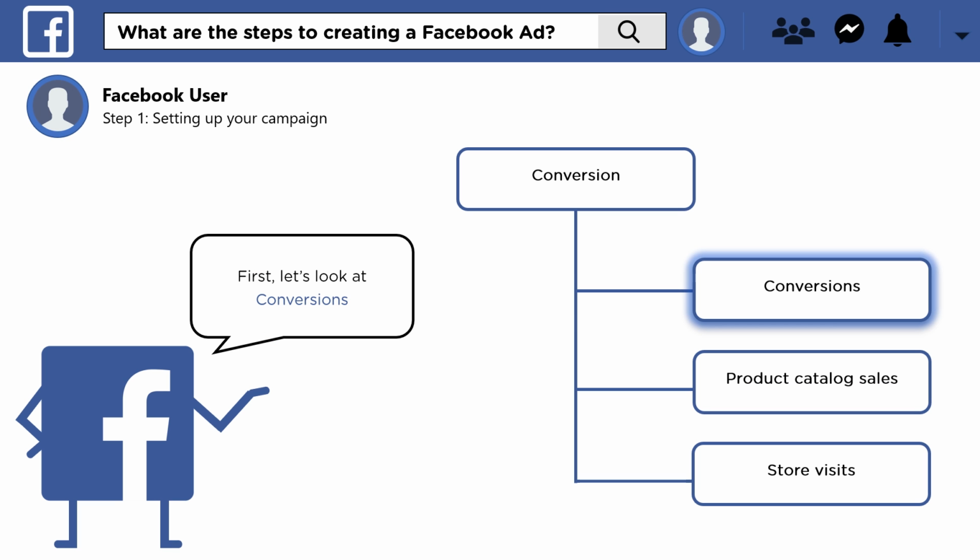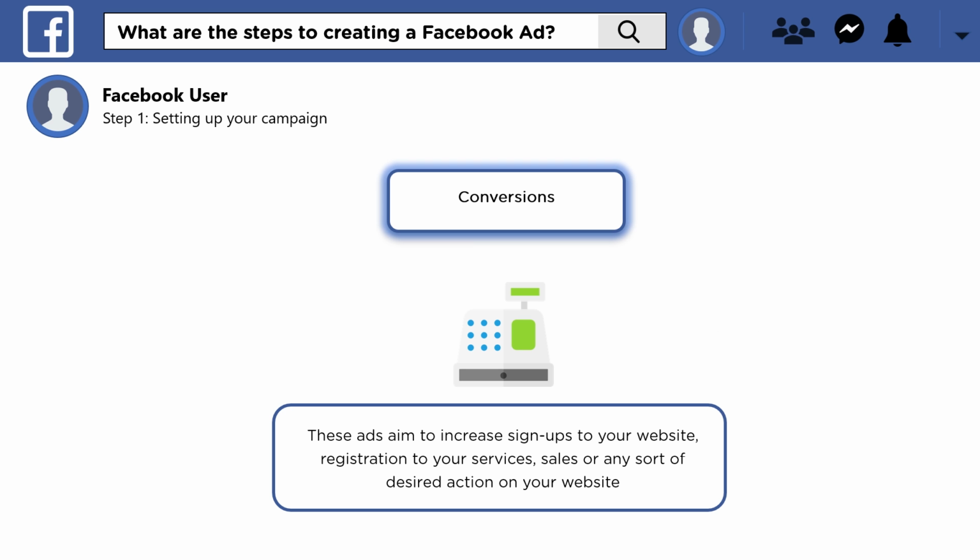Let's turn our attention to the last objective, which is conversion. Under conversions, we have conversions, product catalog sales, and store visits. For conversions, this is the end of the funnel. This is the part of the funnel where we want people to take action. Ads related to the objective of conversions aim to increase whatever the goal is of your website. If it means signups or registrations for your services, or sales or downloads or any desired action on your website, then that's the conversion. That's what we're aiming to achieve when we tie our ads to conversions.